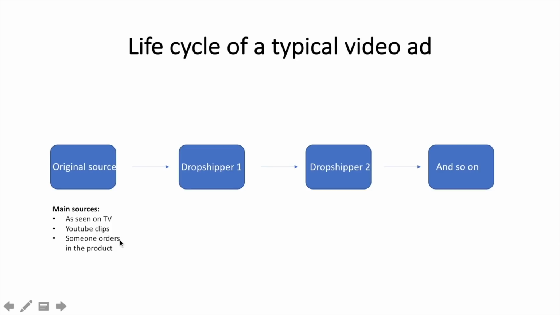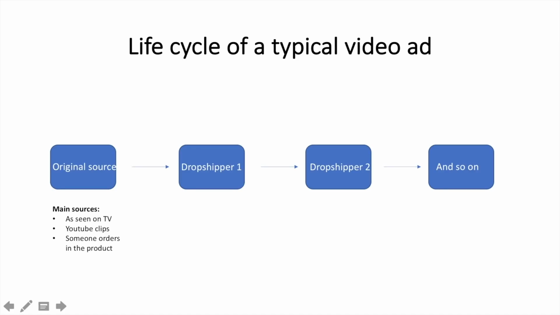So here you've got the original source. This will be something like As Seen On TV video. I think I've mentioned that website before in a previous video on product research. Basically, it's a website where all the typical dropshipping video ads that you see originate from. They're professionally made, like TV commercials. You've also got YouTube clips. A lot of people type the product into YouTube and look for demonstrations of people using the product, or commercials and general videos about the product, and they integrate that into their dropshipping video. And also someone orders in the product from AliExpress and creates their own video. So these are the main sources of where these video ads come from.